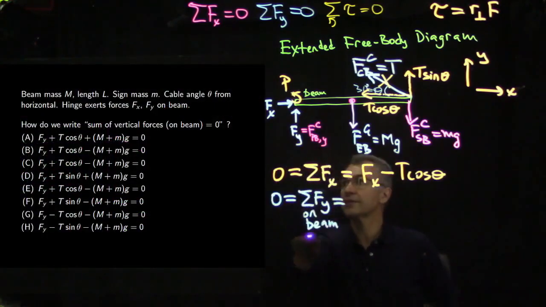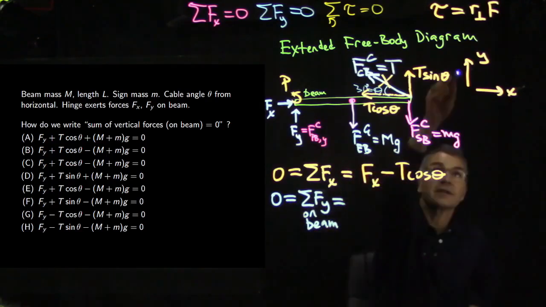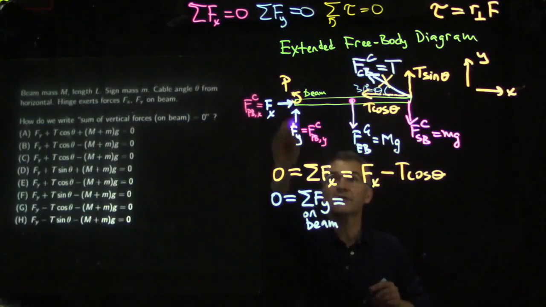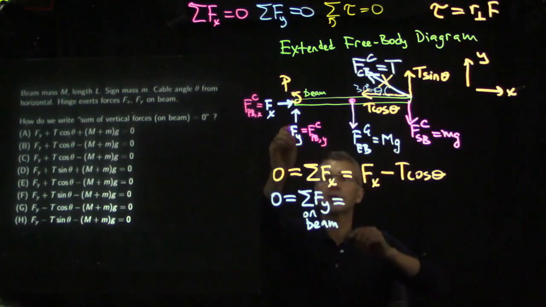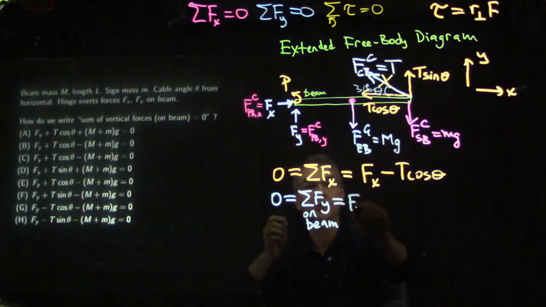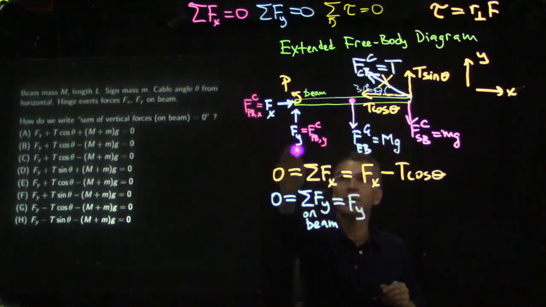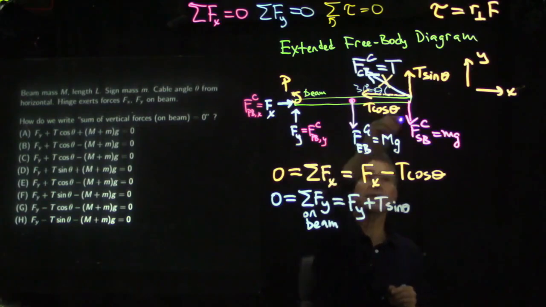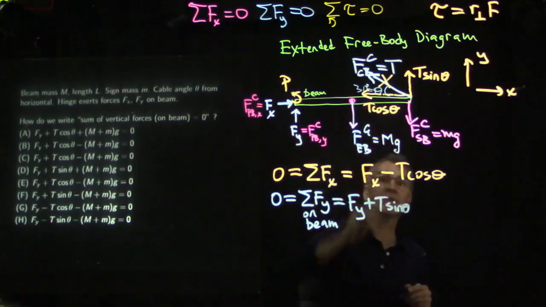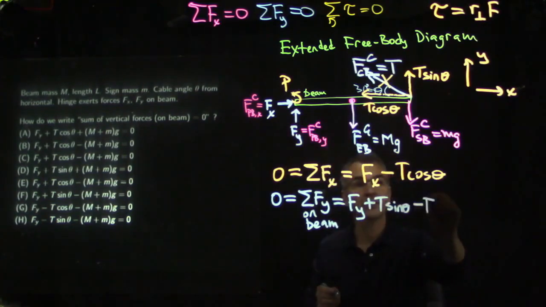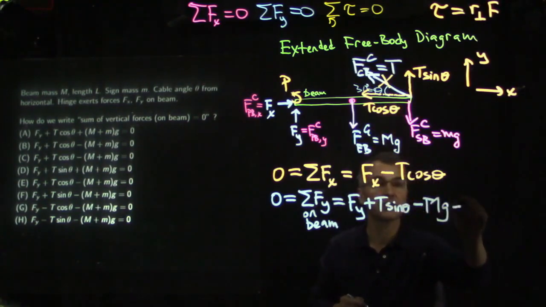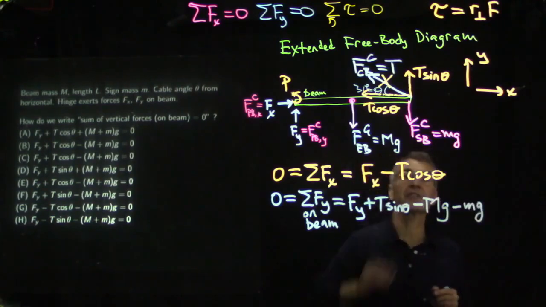Next, how do we write that the sum of vertical forces acting on the beam equals 0? And the convention I like to follow is upward minus downward forces. Upward, we have this vertical support force exerted by the pivot. We actually don't know for certain which way it will point, but we guess upward, so we'll stick with the way we drew it. And then we have the vertical component of the cable tension. That's all the up forces. Then we have two down forces. We have the weight of the beam itself, and then we have the contact force by the sign, which basically equals the weight of the sign, assuming that the sign itself is not accelerating.